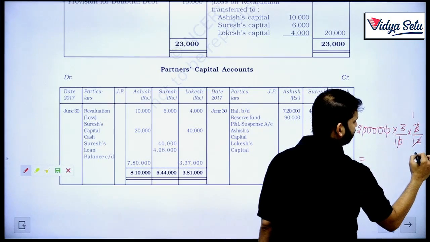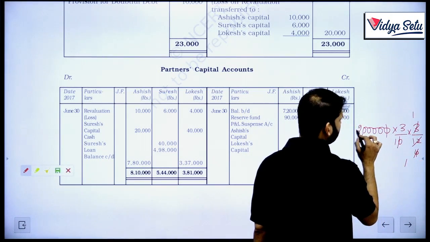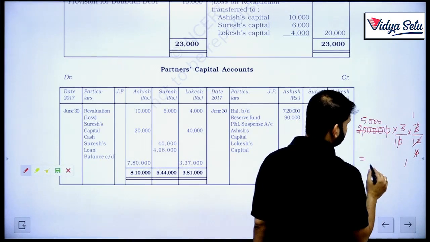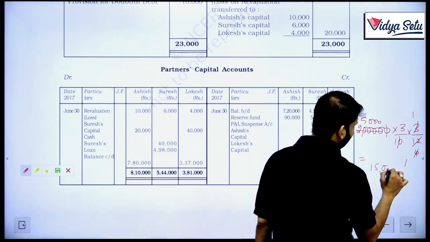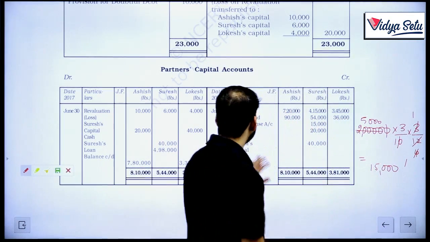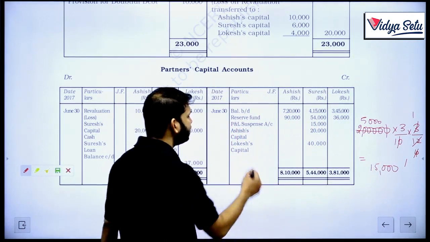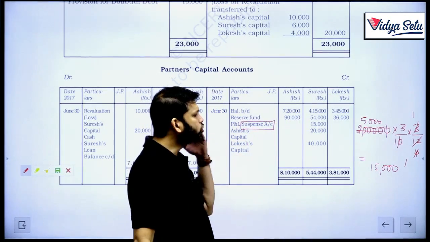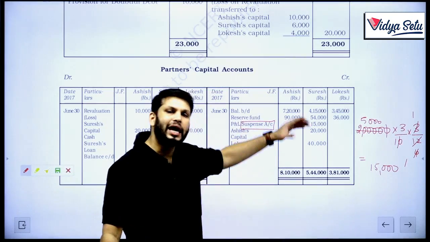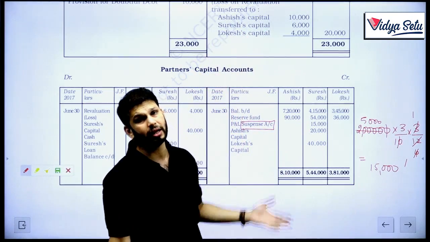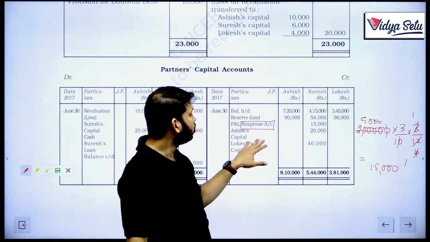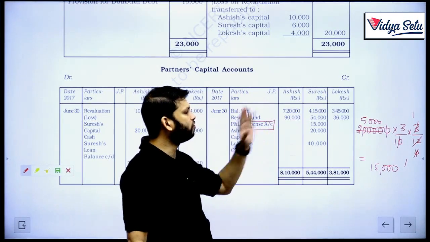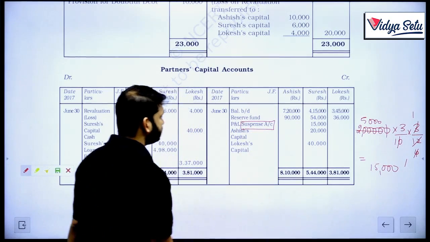3 times 2 lakh by 10, times 3 by 12, gives 15,000. Now this is his share of profit, so it should be in the P&L account. But why is this P&L suspense given? Because the other remaining partners don't know whether they'll make exactly 2 lakh, more than 2 lakh, or less than 2 lakh. They don't know yet, so it's still a suspense for them. So always write whatever you give in the middle in the P&L suspense account.